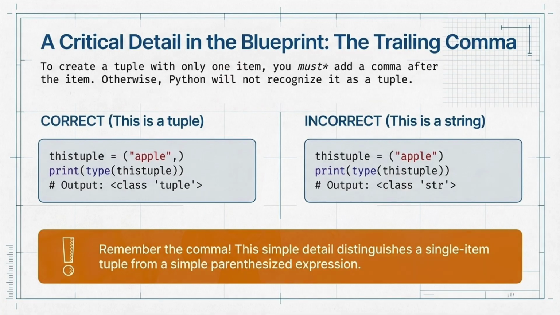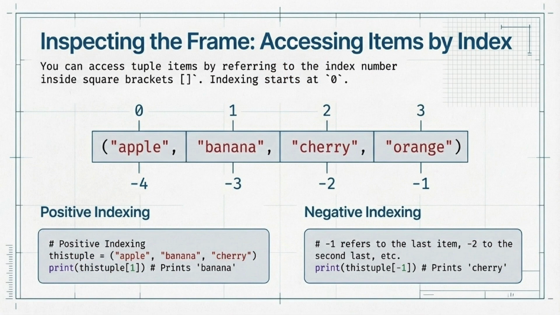with just one element. Tuple elements in Python can be accessed using their index positions by placing the index number inside square brackets, and it is important to remember that indexing starts at 0. For a tuple such as apple, banana, cherry and orange, the element apple is at index 0, banana at 1, cherry at index 2 and orange at index 3.